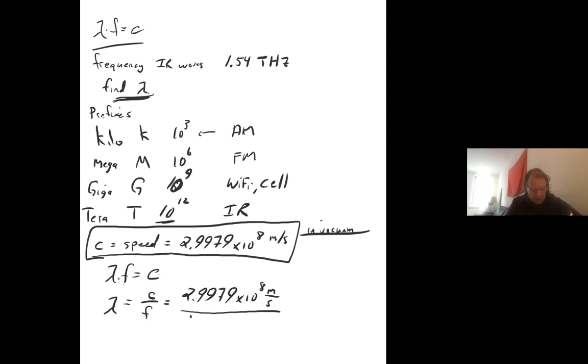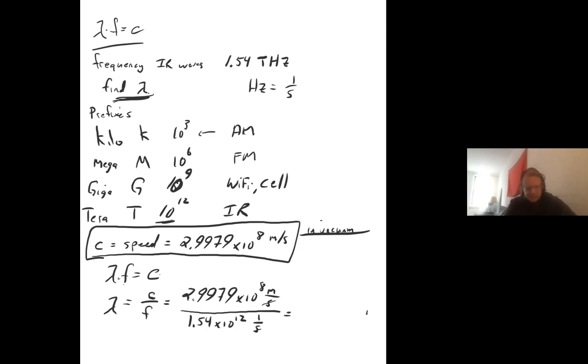So 1.54 times 10 to the 12. That's 1.54 tera. What's a hertz? 1 over second, right? So hertz is 1 over second. So I put 1 over seconds. Look what happens to the units. The seconds are in the denominator both times. So you just get meters over 1, which is just meters.